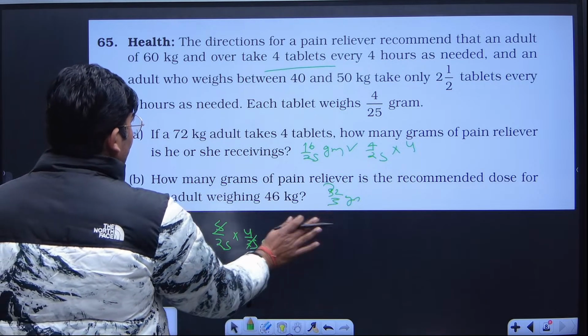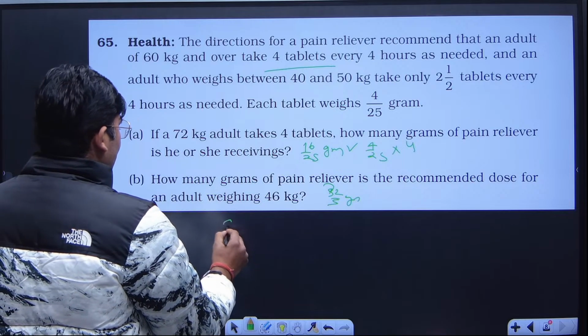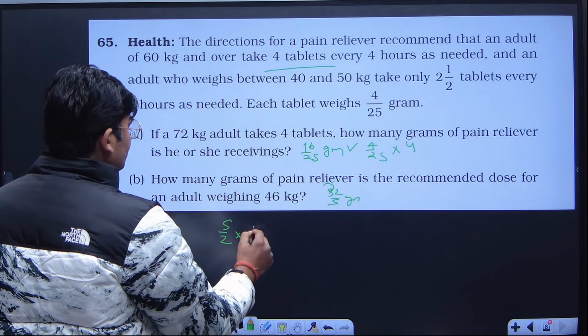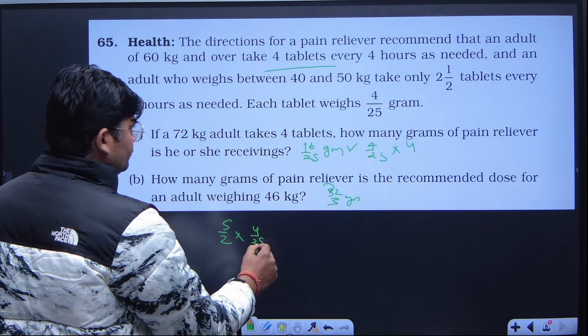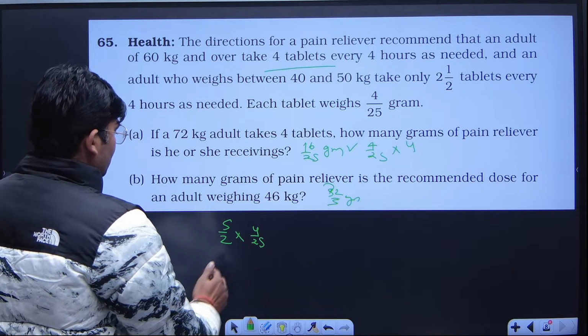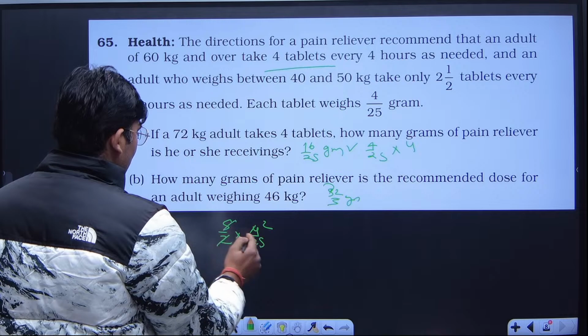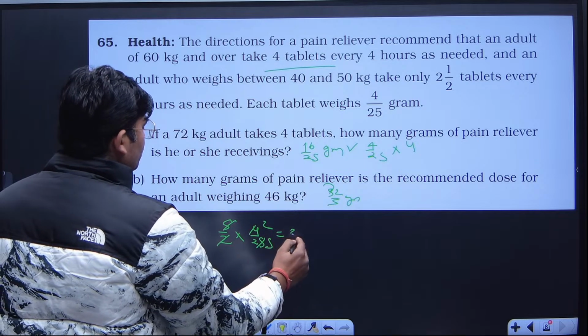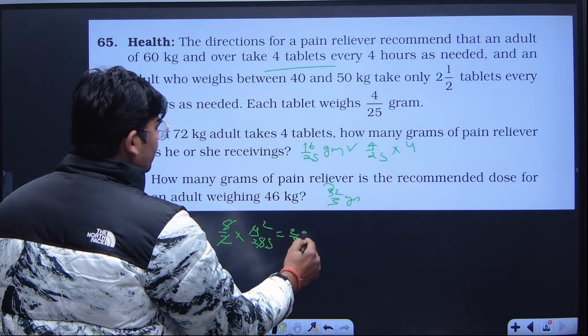No, he takes only two and a half tablets. So that means 5 by 2 into 4 by 25, which is 2 by 5 gram only.